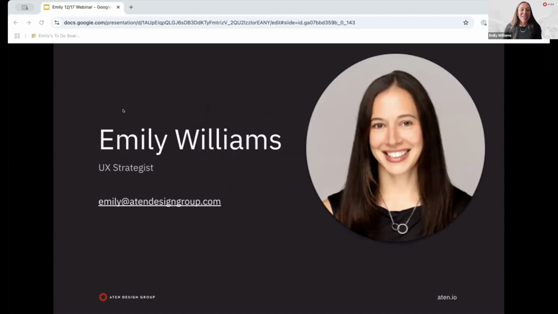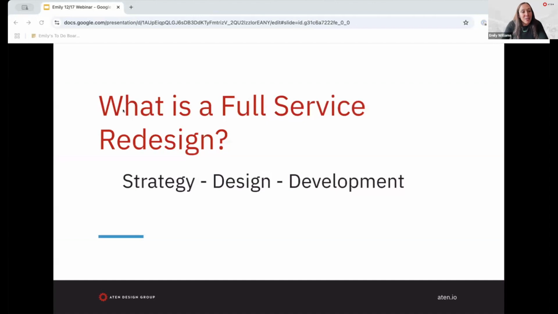I'm Emily, the new Atten UX strategist. I've been in this kind of role for a little over 13 years now. And I am super passionate about human-centered design, and especially research methods. So I'm really passionate about helping people put humans at the heart of what they do and the heart of their websites, their services, and their products. So that's why I'm here to talk with you today.